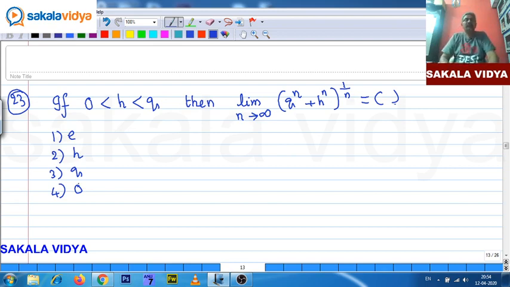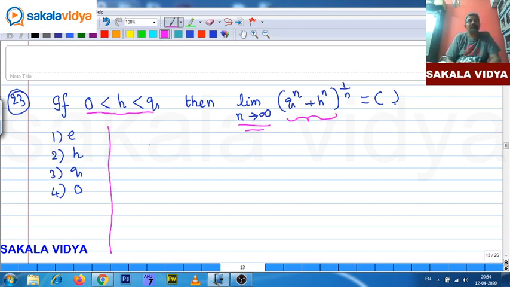Okay. So, now if 0 less than h, h less than q, that means h is less than q. Okay, next limit n tends to infinity, q to the power of n plus h to the power of n, whole to the power of 1 by n equals to how much? So, before going to solve this problem, we need to discuss some concepts here. Those concepts are very, very important.